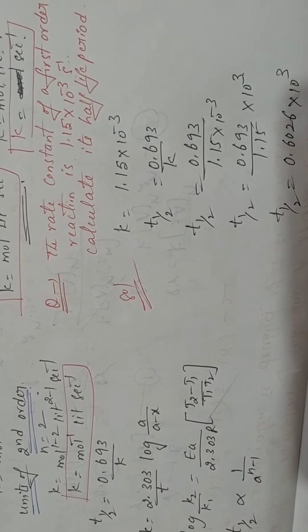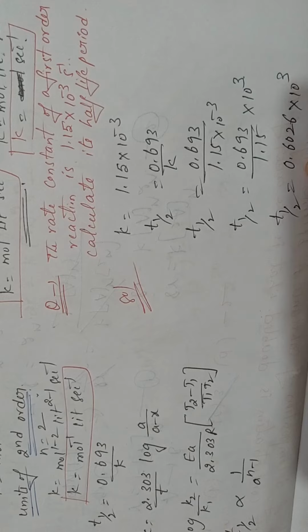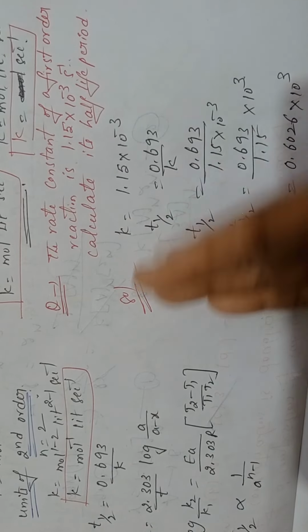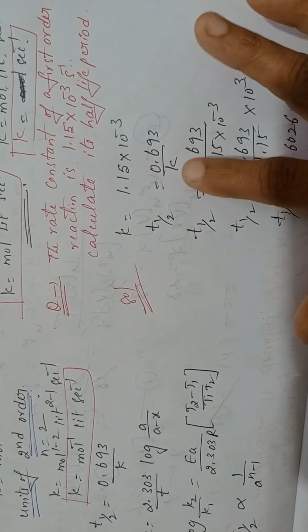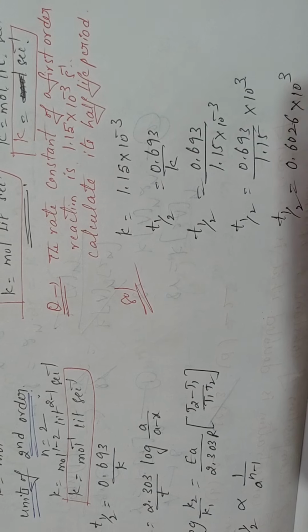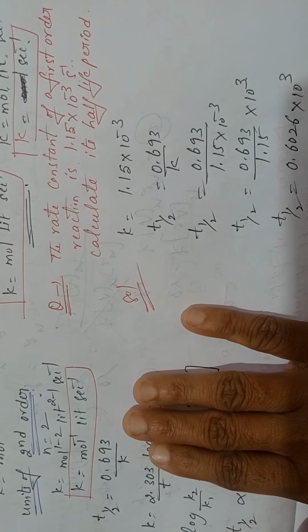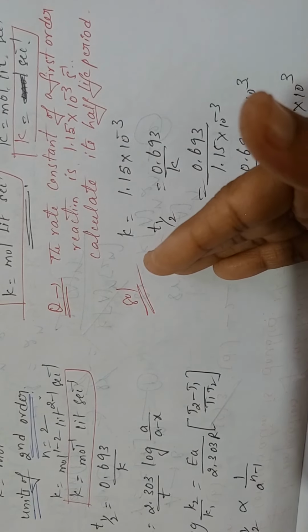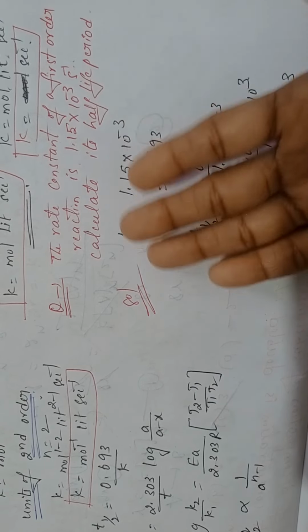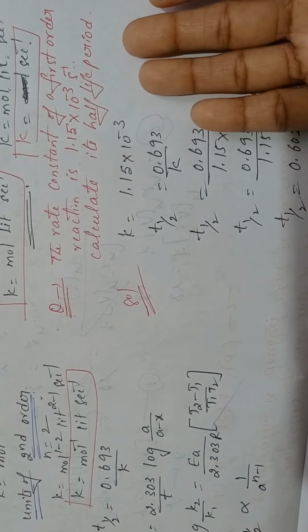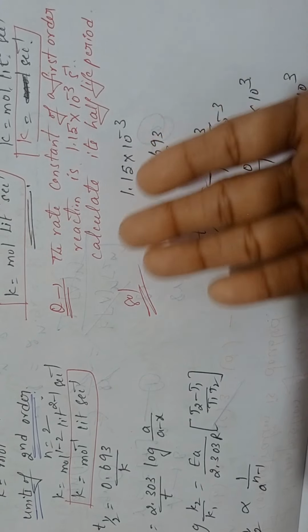Here, the first problem: the rate constant of a first order reaction is given. Calculate its half-life period. So how to find the half-life period? T half is equal to 0.693 by K. Are you clear? You have to use that formula, just substitute the K value, then you will get the T half value. Till here, in the previous video, students, I discussed what the units of rate constant are for zero order, first order, second order, and next the important formulas, and how to find the half-life period if the rate constant value is given.